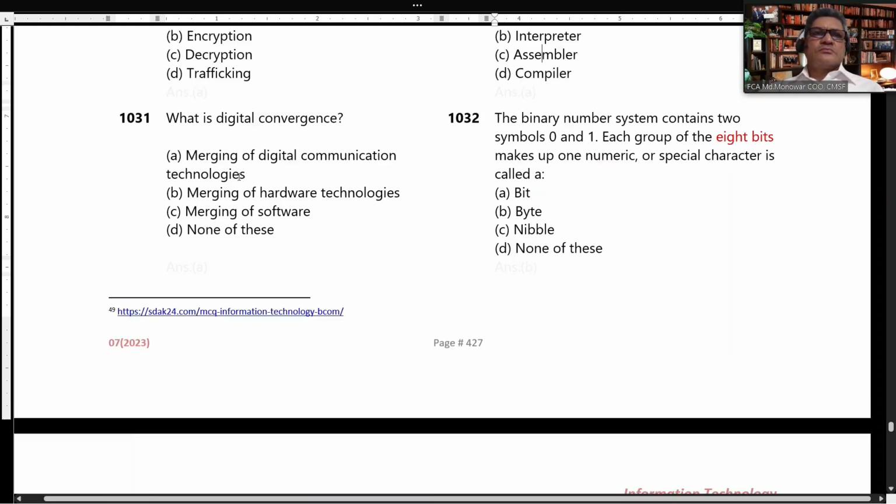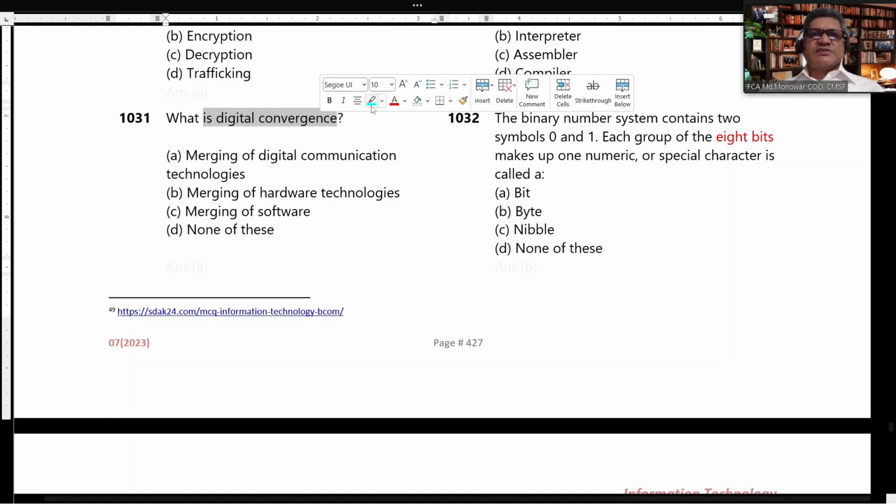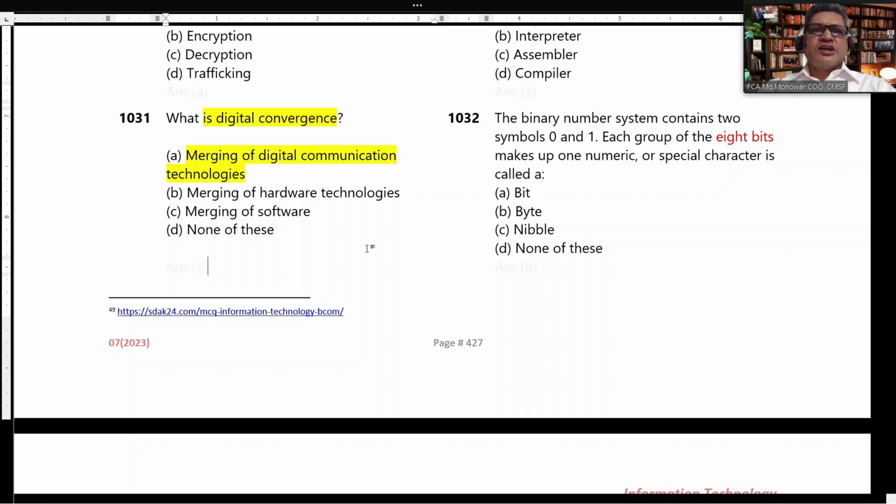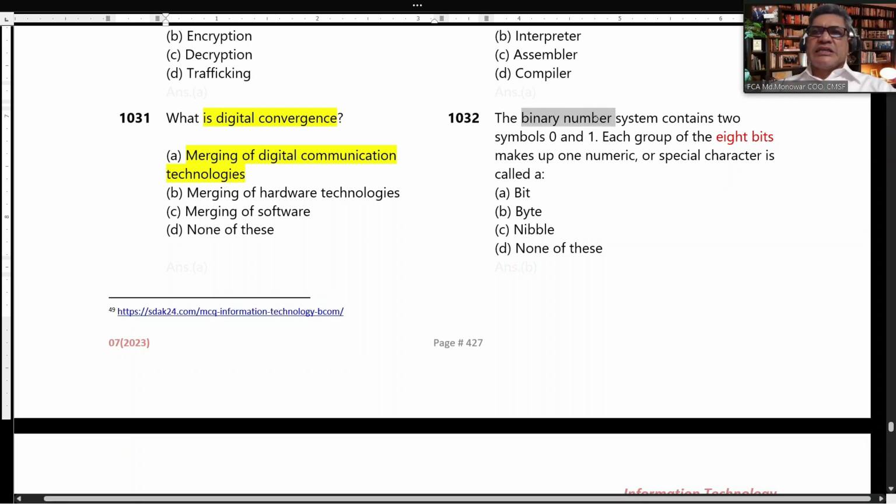Answer A. What is digital convergence? Digital convergence is the merging of digital communication technologies. Answer A. The binary number system consists of two symbols, 0 and 1.